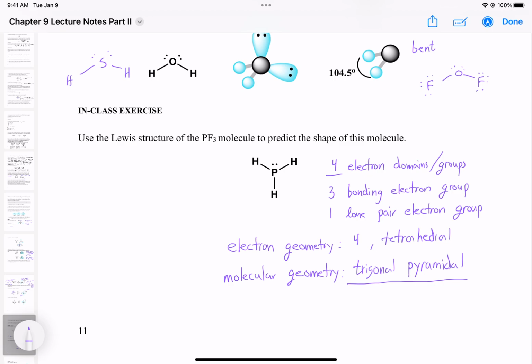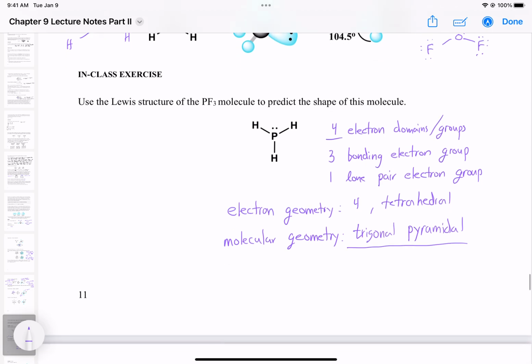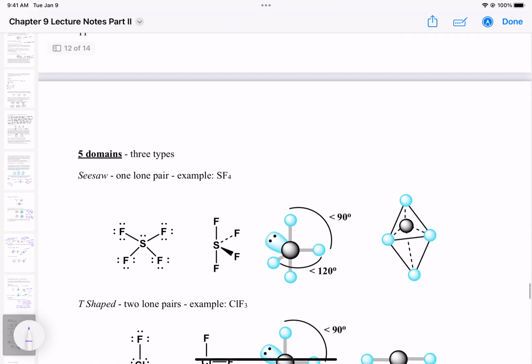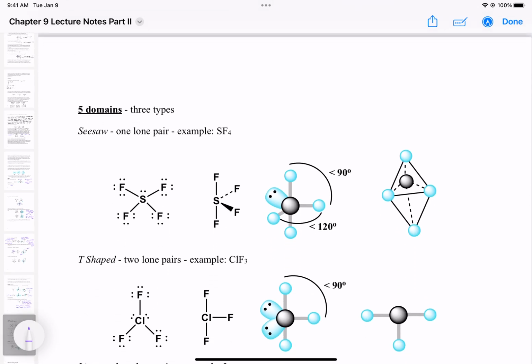Now we get to the little more difficult ones. There's going to be a lot more flavors for 5 domains and 6 domains. So let's kind of broaden our horizons here. So now we have 5 domains. There's 3 types. So if we have 1 lone pair, that's called seesaw.